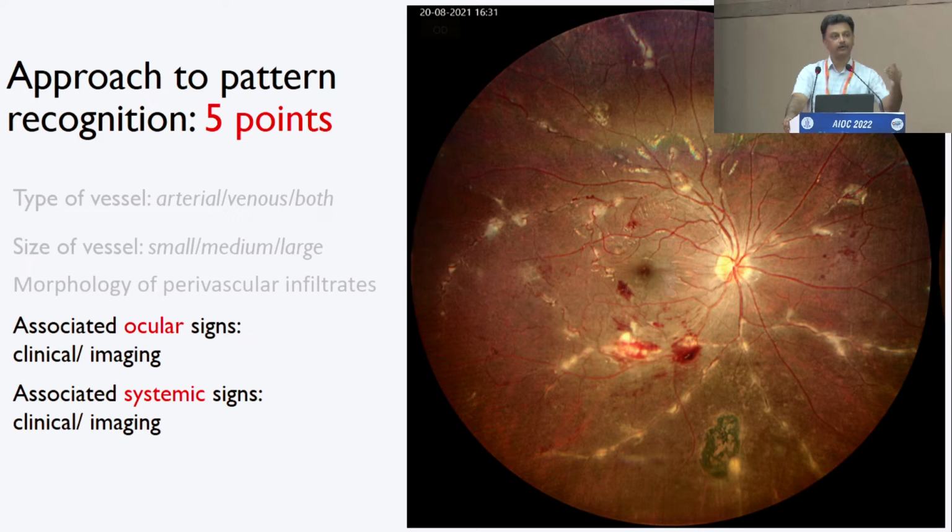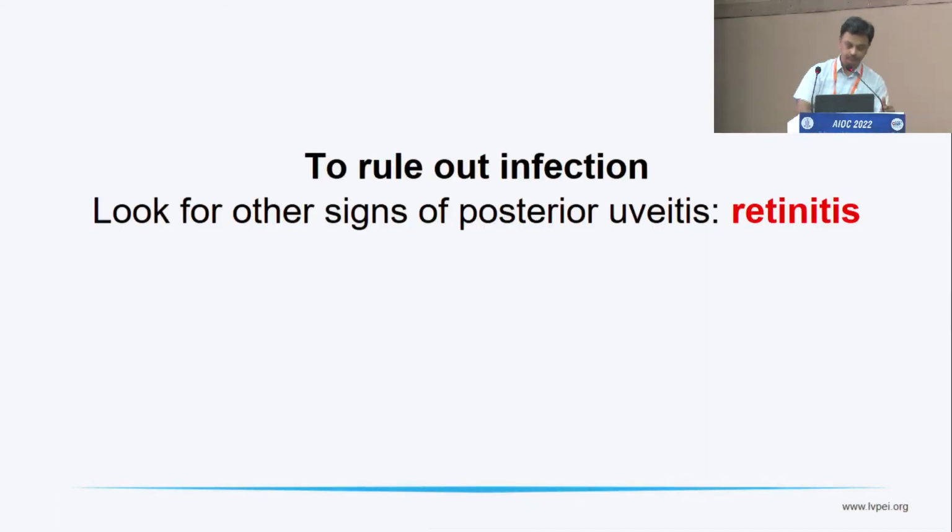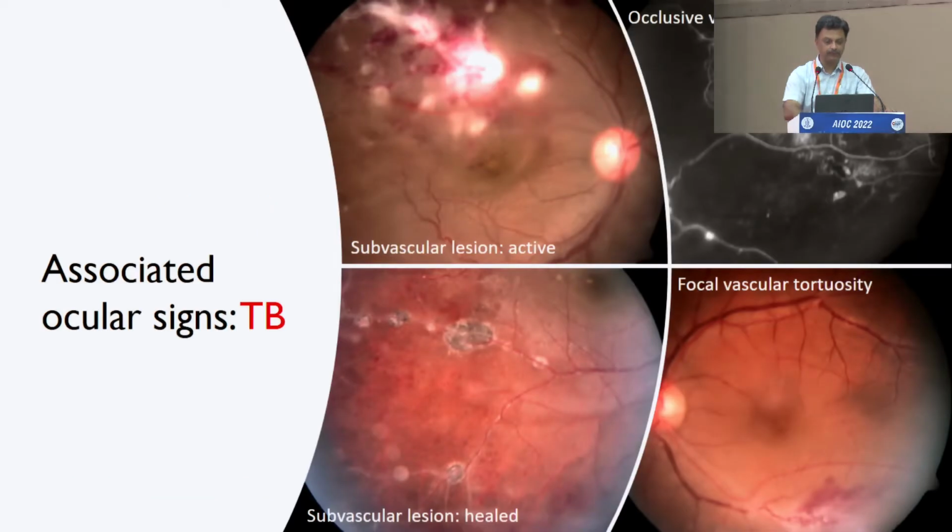It's very important to describe all these findings. But the part that we are going to discuss here is what are the associated ocular signs and what are the associated systemic signs that will lead you to the diagnosis of either an infectious retinal vasculitis or a systemic disease associated with a retinal vasculitis. So this is a general dictum. It's not a hard and fast rule, but for infectious retinal vasculitis, look for other signs of posterior uveitis and specifically look for any evidence of retinitis. The best example of this, I guess, would be the tubercular retinal vasculitis.